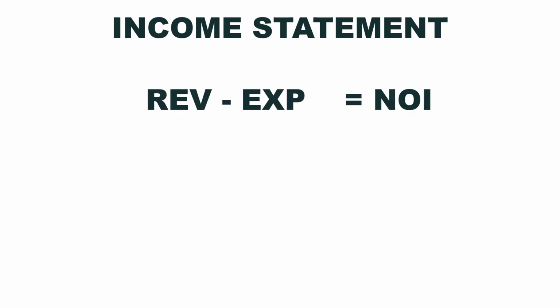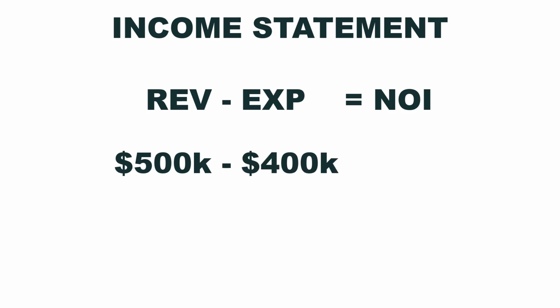If a company has $500,000 in revenue and $400,000 in expenses, its net income is $100,000. This net income figure is key for understanding profitability and is often used to calculate metrics like earnings per share.